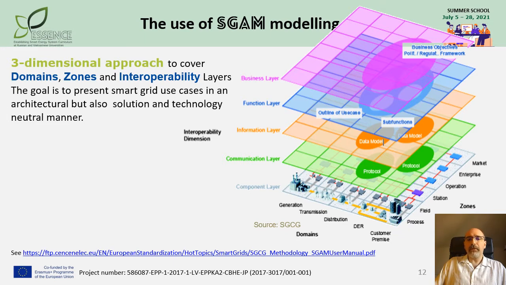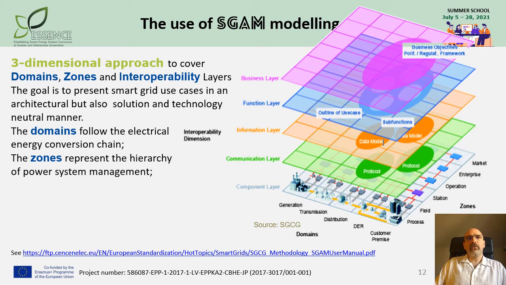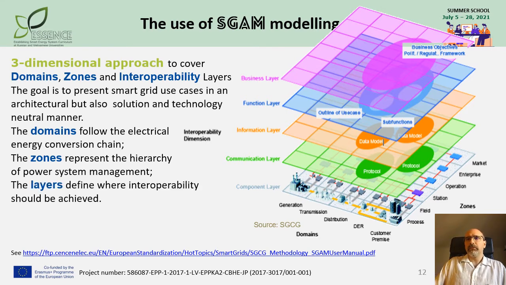So let's start with the first axis, that is the domain. Let's zoom a little bit. As a second axis, we have the zones. The third axis is the different levels of layers. In fact, the layers are really defining the interoperability and how it should be achieved. The different layers.